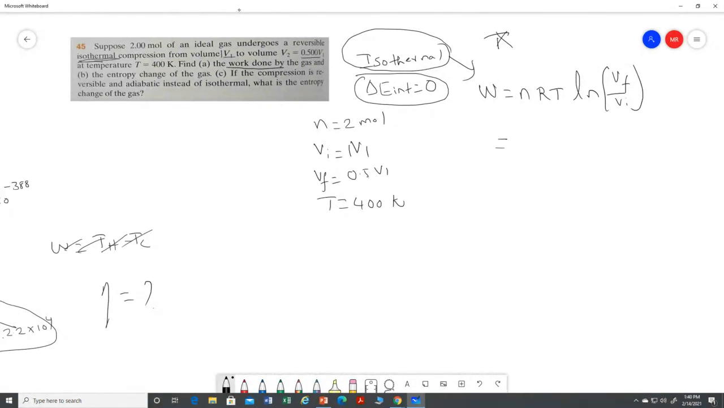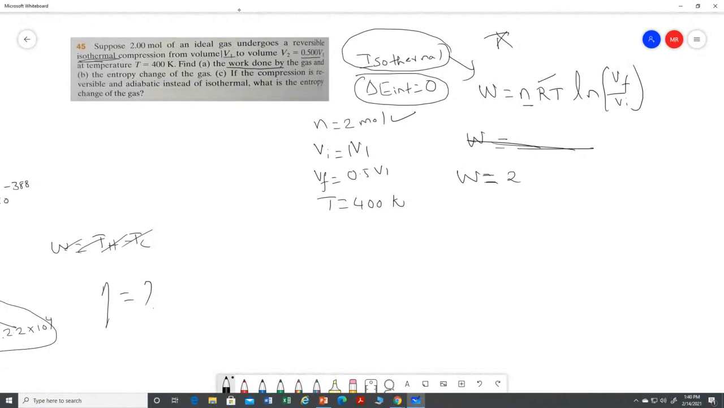Yes. What is the value of n? It is given. What is the value of R? It is 8.314. What is the value of T? 400. So when you substitute, you will get the answer. How about V initial and V final? What is V final? 0.5. My dear, I thought you are genius guys, but you need the steps, huh?